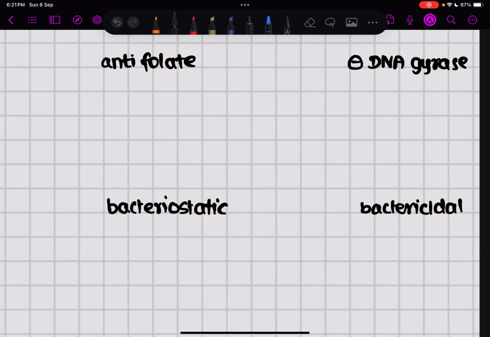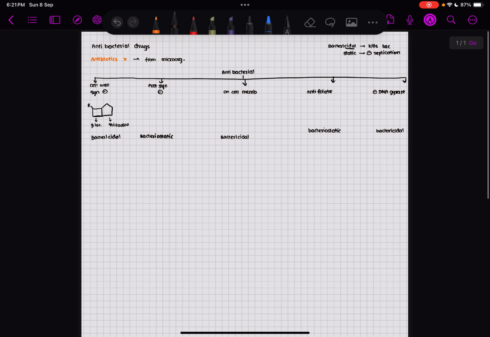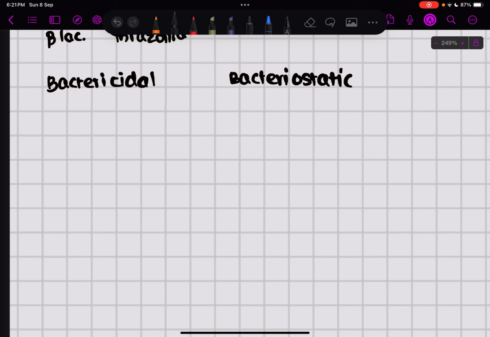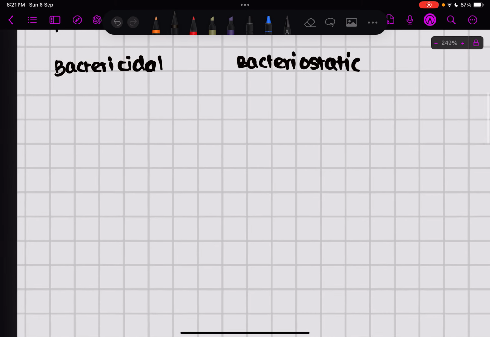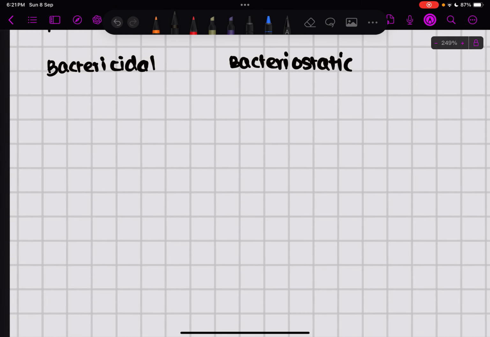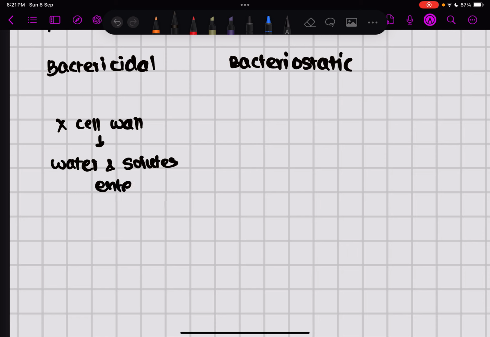How it happens is that we will see the mechanism of action now. This is just a simple mechanism of action. There is an absence of cell wall. There is no cell wall, as already explained. So water and solutes enter. Water and solutes enter, and as they enter, there is lysis of the cell.